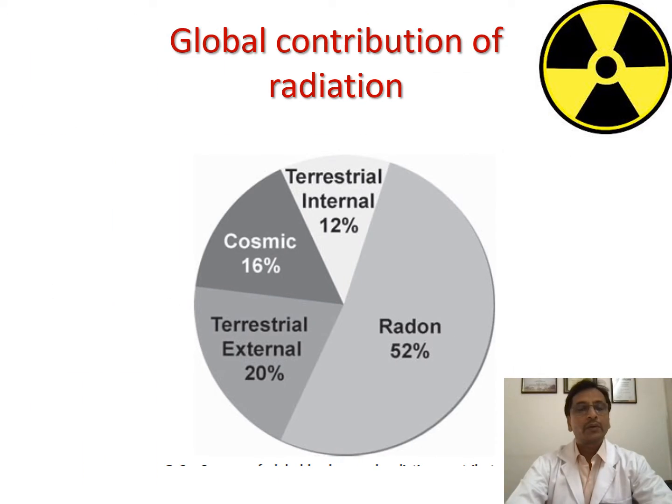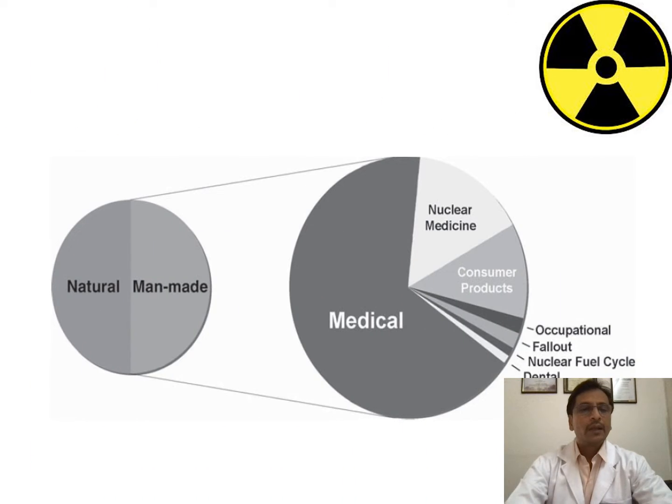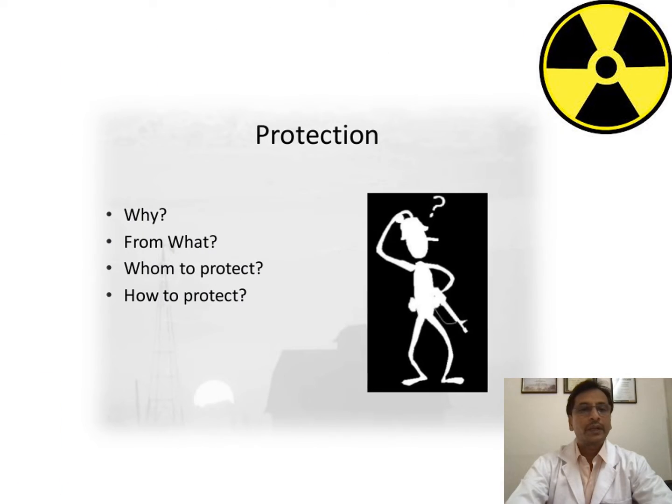So with this background, let's also understand the different types of radiation that contribute to the global exposure. The majority is, as you can see, from radon, which is almost 52%. The man-made radiation exposure, usually the nuclear medicine, the consumer products, the nuclear fuel cycle, and the medical and dental diagnosis, is also a matter of concern when it comes to the exposure of radiation.